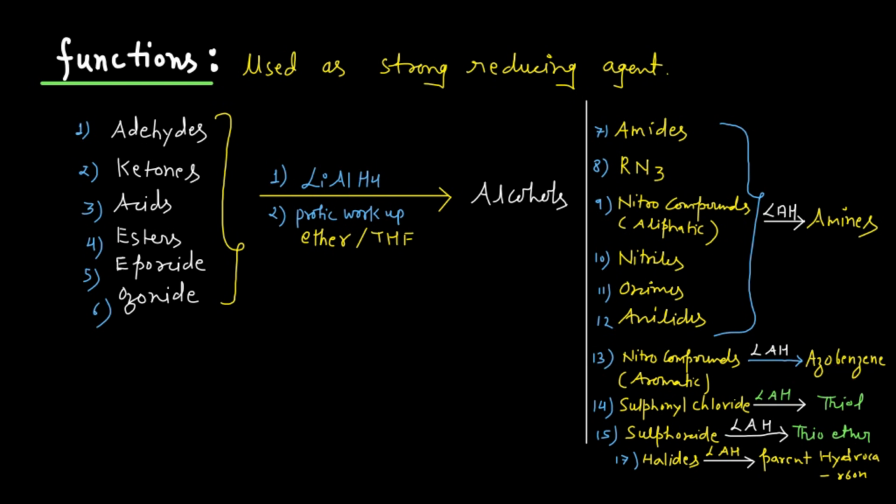While aliphatic nitro compounds will convert into amines, aromatic nitro compounds will be converted into azobenzene, right? With the help of this lithium aluminum hydride.